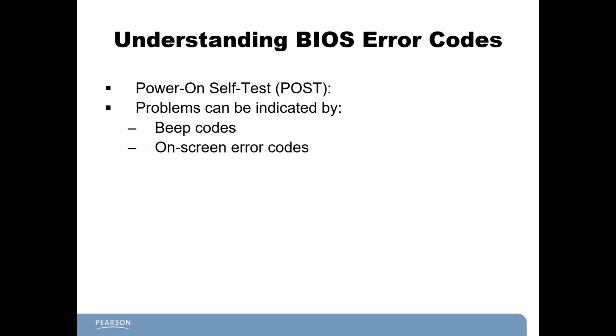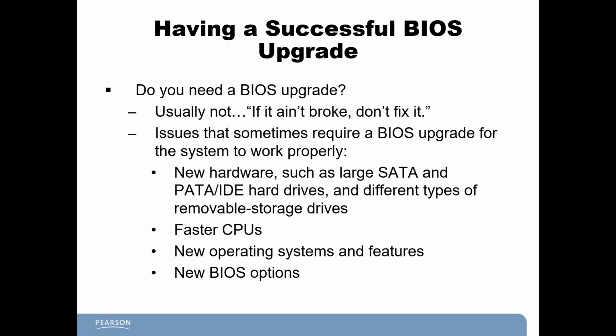Understanding BIOS error codes. Power-on self-test, or POST. Codes for RAM, hard drive, and CPU failure. Memory, keyboard, and graphic cards are checked in the POST tests. Problems can also be identified by beep codes and on-screen error codes. Beep codes denote the beep sounds, whereas the on-screen error codes display a text telling that there's an error or a hexadecimal code.